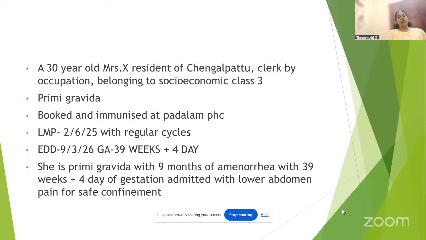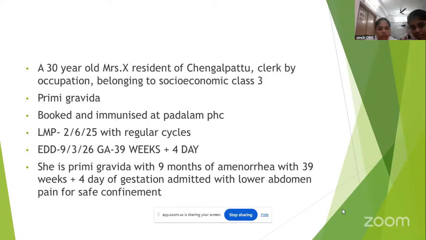So you said booking visit. You have to write in detail what all was done in the booking visit and whether she was categorized as high or low risk. That has to be added. Okay, so how was she categorized? High or low? Low risk, ma'am. So what are the things to say as low risk here? What are the points to say as low risk here?